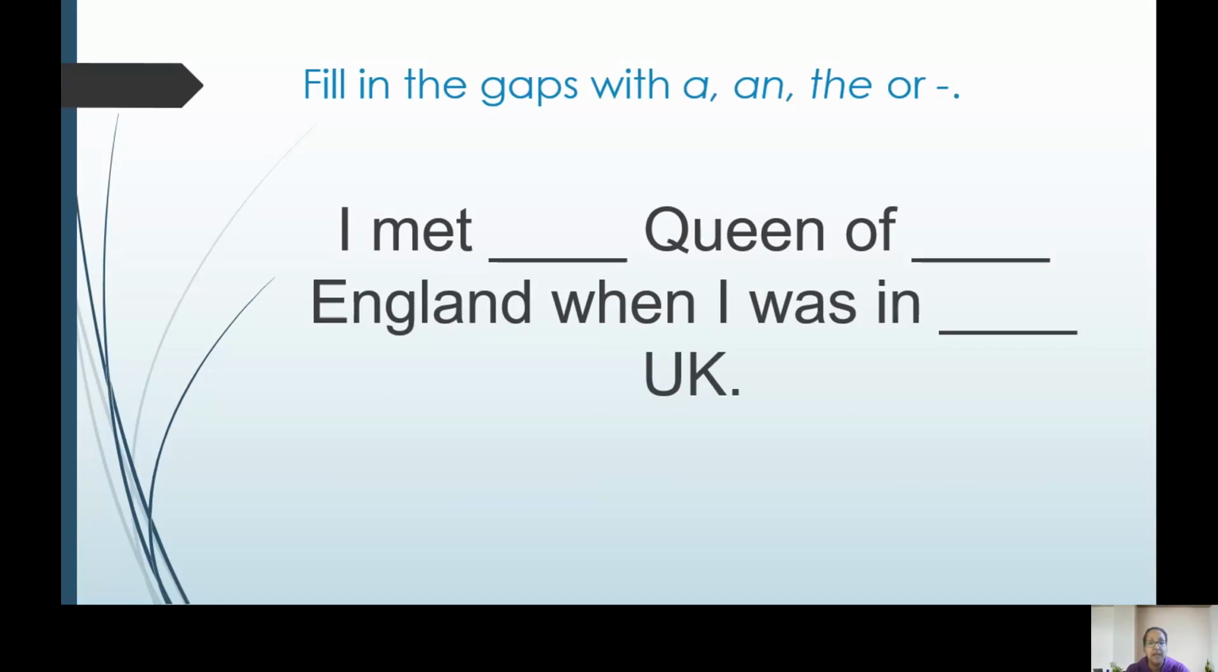Now, fill in the gaps with a, an, the, or nothing. I met the Queen of England when I was in the UK. So the Queen, there is only one. England doesn't need an article because it's a name. When I was in the UK, United Kingdom, kingdom is a common noun. So we need the with the name.